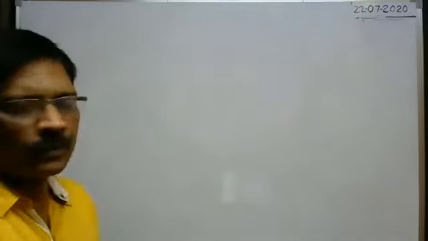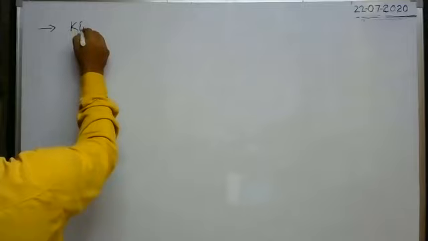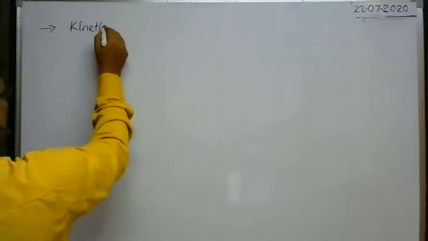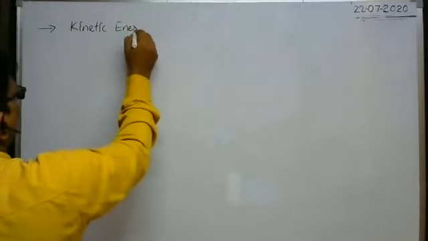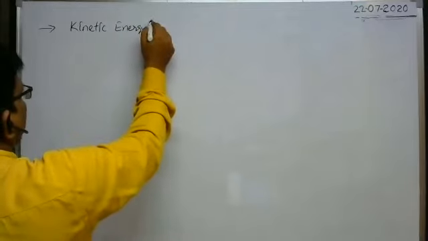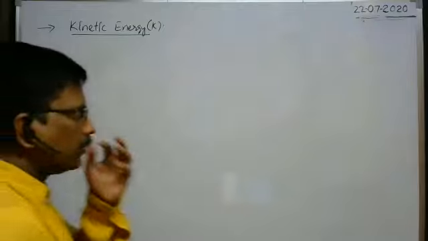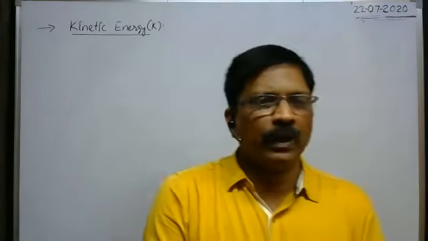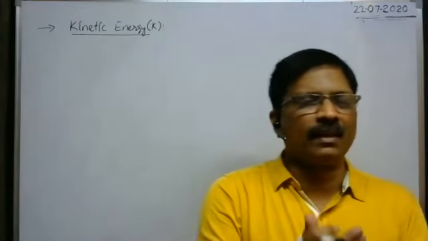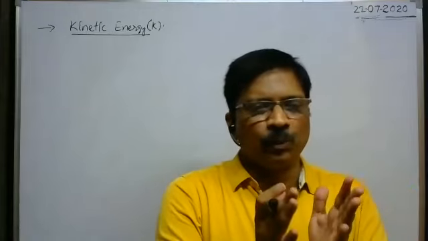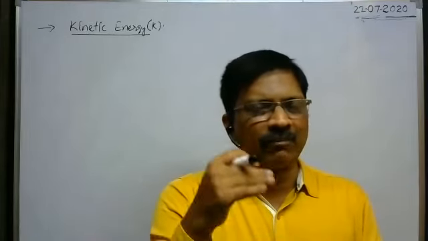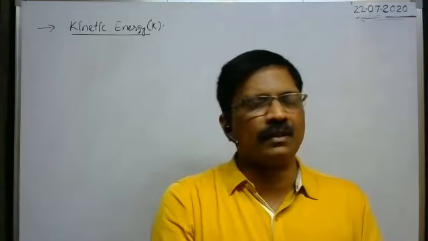Okay, next, first kinetic energy. We have to derive what is kinetic energy, and we have to derive the formula for kinetic energy. Of course, you may know the formula. Kinetic energy, say K: the energy possessed by the body by virtue of its motion is called kinetic energy. The energy possessed or acquired by the body because of its velocity is called the kinetic energy of a body.